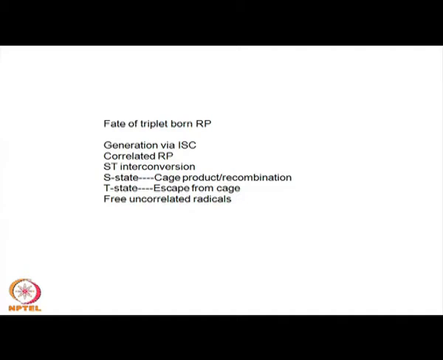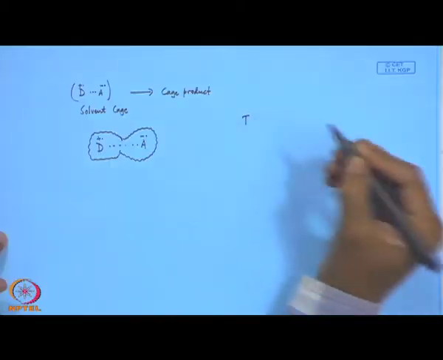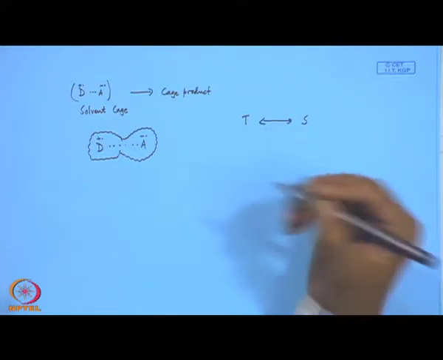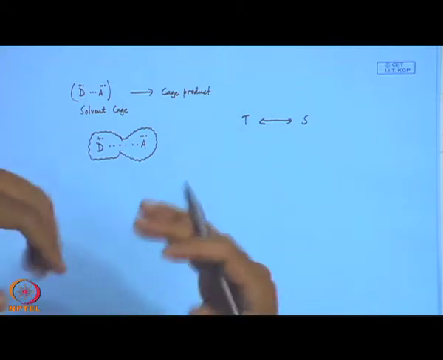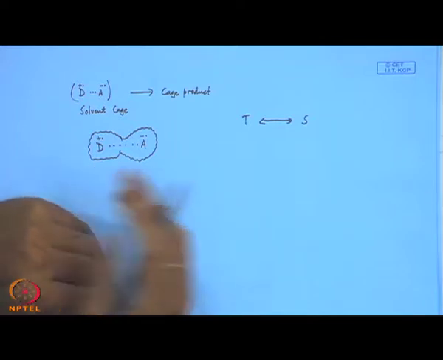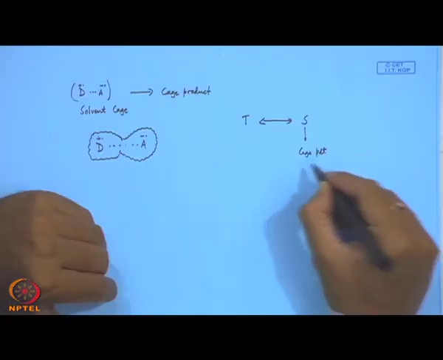Now in the case of a triplet-born radical pair, singlet-triplet interconversion is taking place. When this singlet-to-triplet interconversion happens, you have got the triplet radical pair and you have got the singlet. This is singlet-to-triplet intersystem crossing, or interconversion, and there are various ways by which it may take place. If it is the S state, as I told you, you can expect a cage product or recombination.